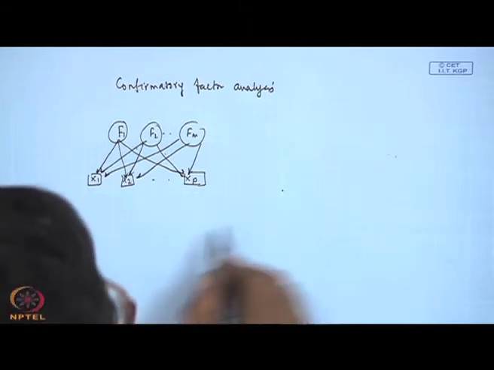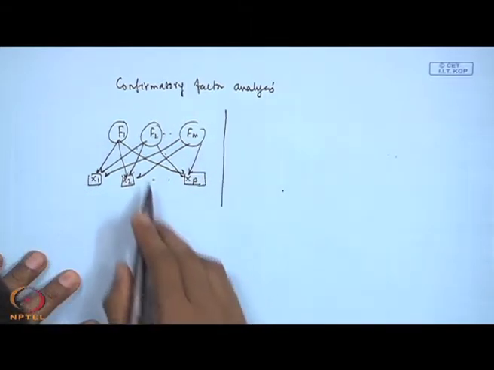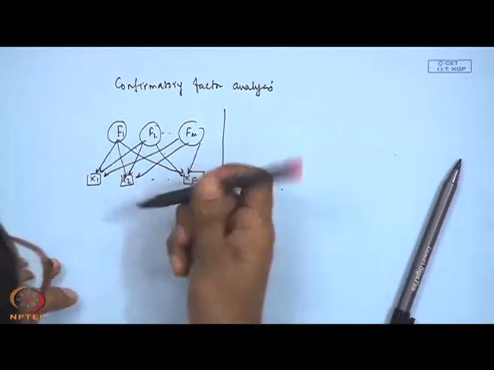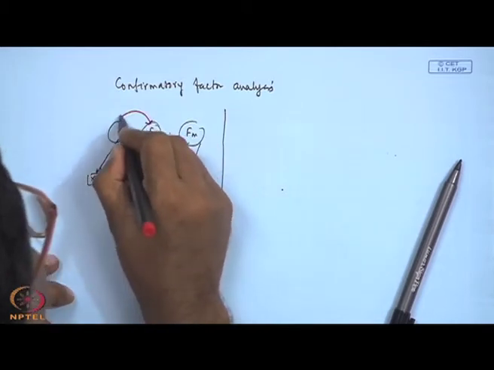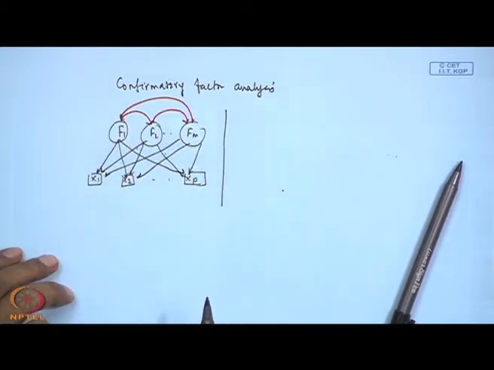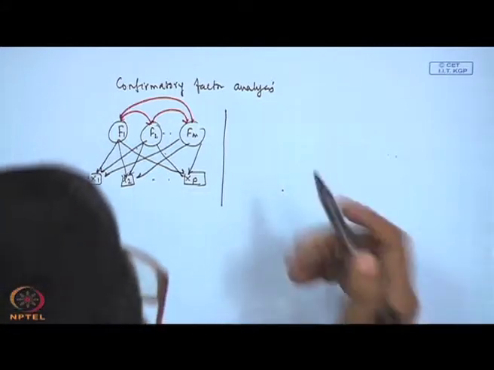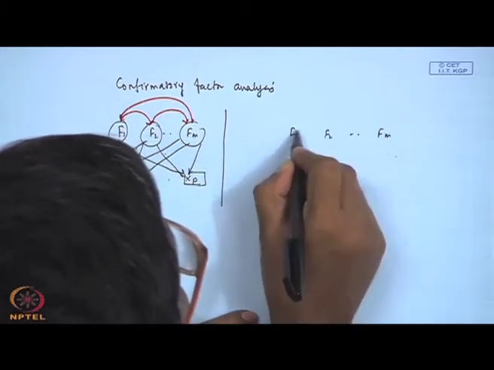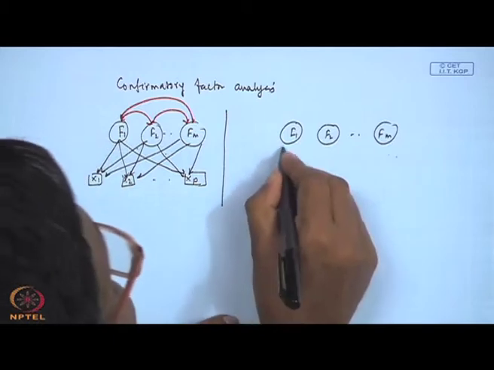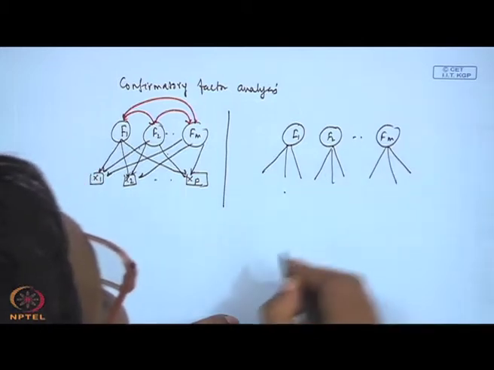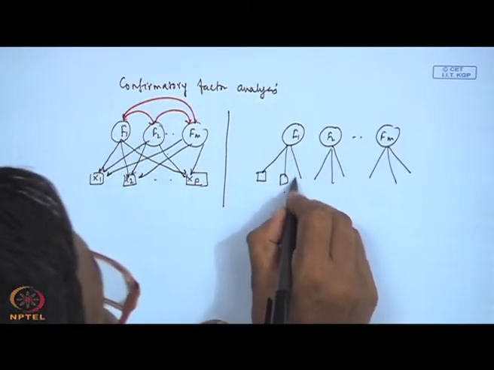You are linking each factor to the variables like this. When it is orthogonal there is no relationship between factors, but when it is oblique there will be a relationship between the factors. So, orthogonal and oblique. Confirmatory factor analysis will be similar, but with a very important difference. The difference is that I know which factors are linked with which variables.